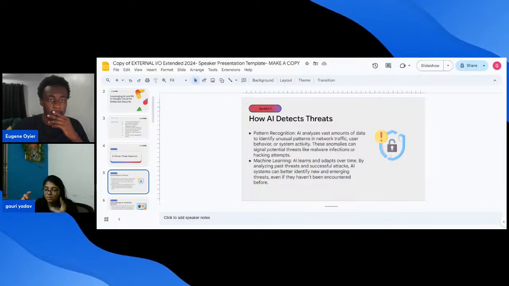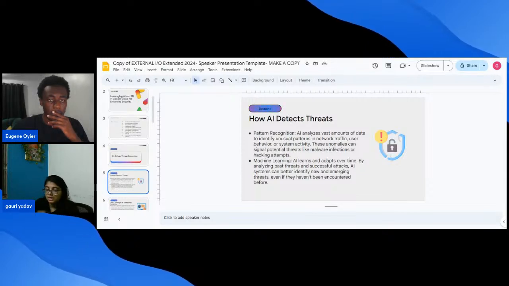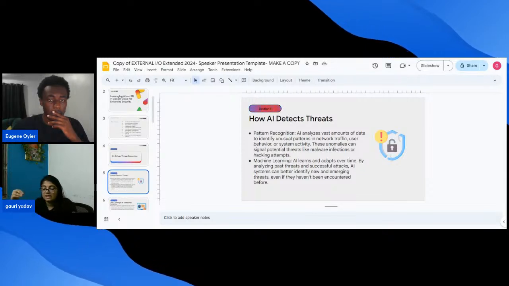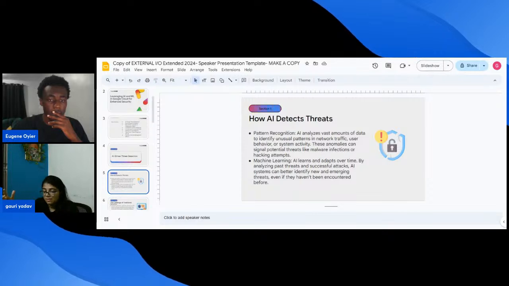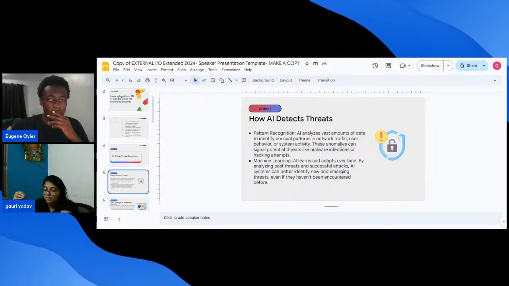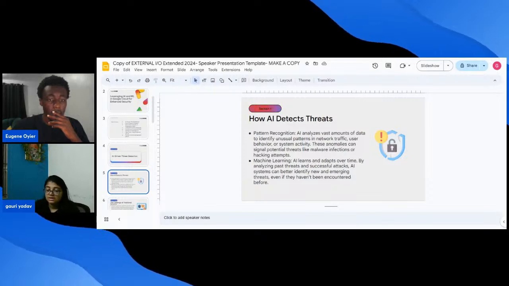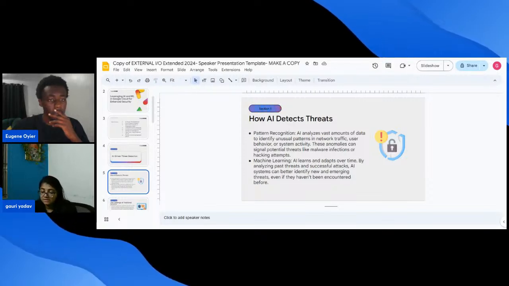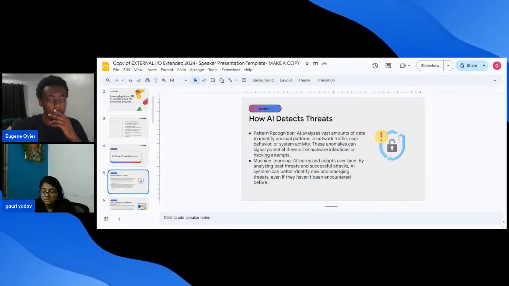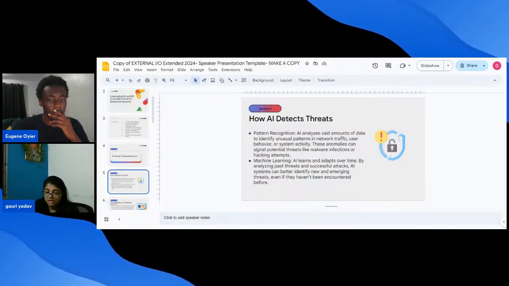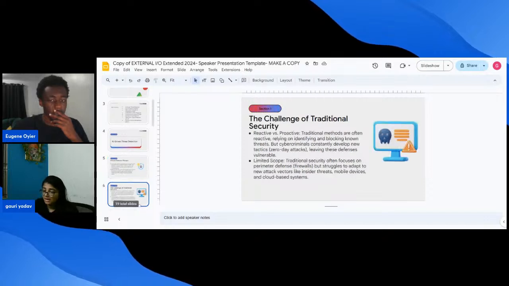AI provides real-time threat detection by continuously monitoring and analyzing data streams. For example, an AI-driven firewall can instantly recognize and block malicious traffic before it reaches critical systems. Impact: what kind of impact does it create? It reduces the time between threat detection and response, minimizing the potential threats, right?